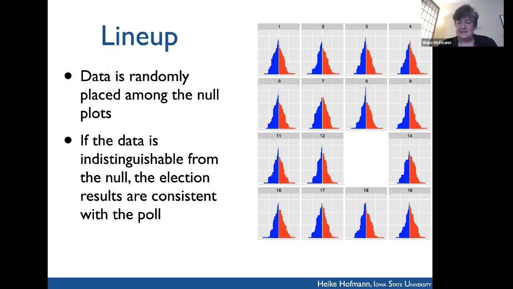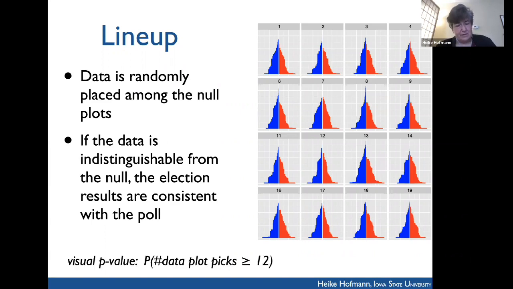And if the data is indistinguishable from the null, that means that the election results are consistent with the poll. So a significant finding would tell us these pollsters' predictions were really off in some way. And now we've got these evaluations. So we want to have a probability for at least 12 out of 72 people picking this data plot. What's the probability for that?